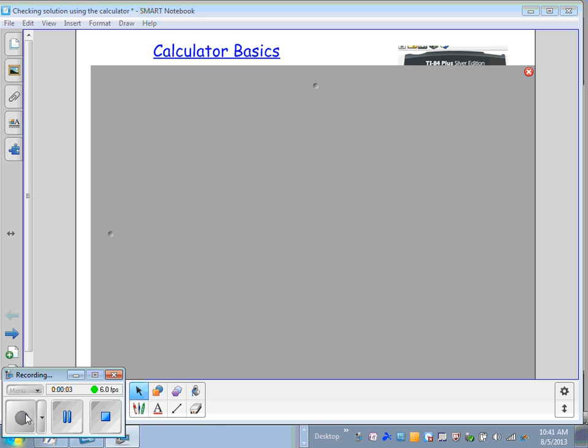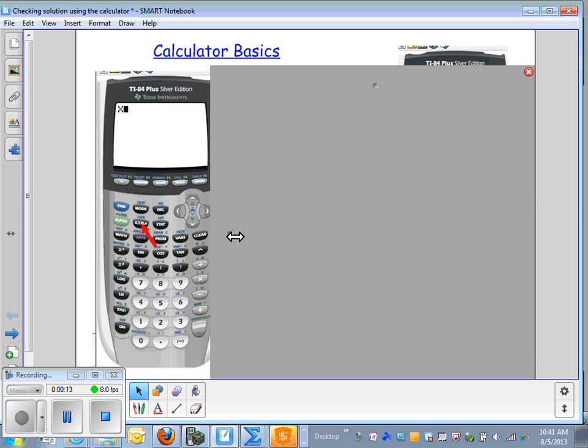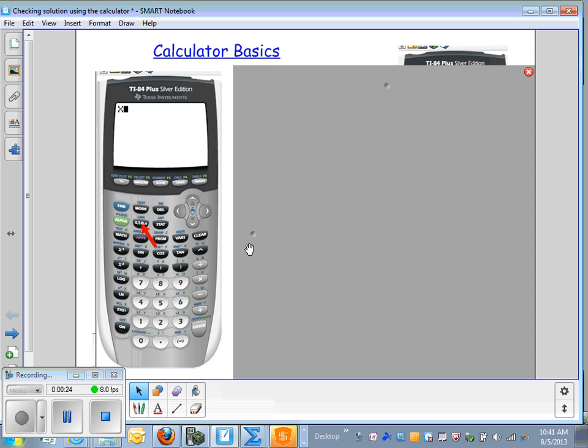Today's lesson is on checking your solution using the graphing calculator. But before we do that, let's look at some calculator basics. We'll be using x as a variable, and when we put variables into the calculator, most of the time we use x, and there is a button for x.